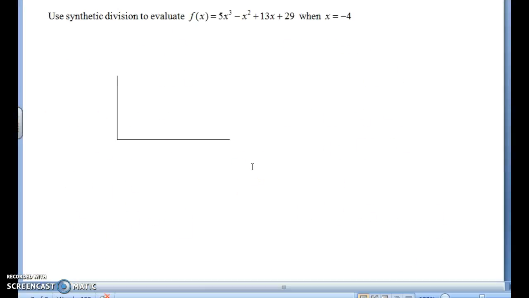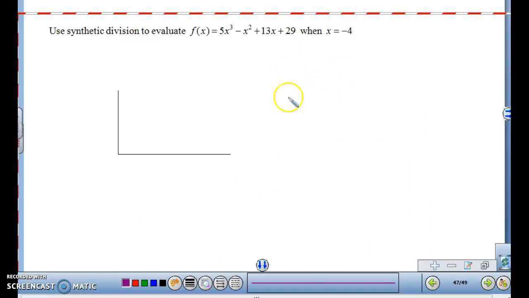Use synthetic division to evaluate f of x equals 5x cubed minus x squared plus 13x plus 29 when x equals -4. Okay, so if we have synthetic division, we have to set this up first of all with the coefficients. What are my coefficients going to be? They're going to be 5, -1, 13, and 29. There's a 1 for each place. 3, 2, 1, and 0.